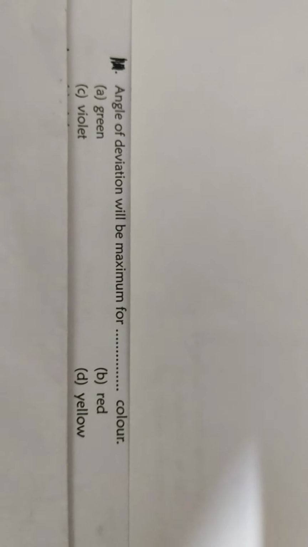Now the next MCQ is, angle of deviation will be maximum for dash color. We know that angle of deviation is the angle between the incident ray and emergent ray. So the color which bends or deviates the most will have the maximum angle of deviation. As violet color deviates the most, the angle of deviation will be maximum for violet color.